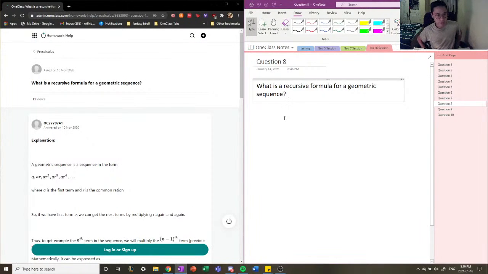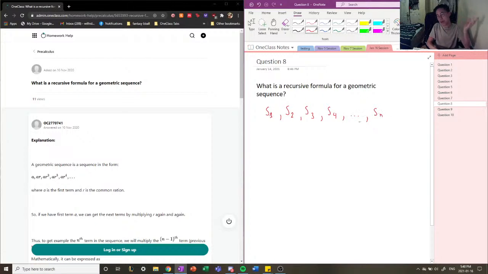So, what is the recursive formula for a geometric sequence? Okay. So a geometric sequence is basically a sequence of numbers that follows a common pattern. Okay. In terms of a geometric sequence, each term in the sequence is multiplied by a common ratio. Okay. So we have our values of a sequence. So we have S1. Right? This is the first term, S2, S3, S4, Sn. Okay, so we can have n terms of our geometric sequence, right? And each term of this sequence is related to each other.